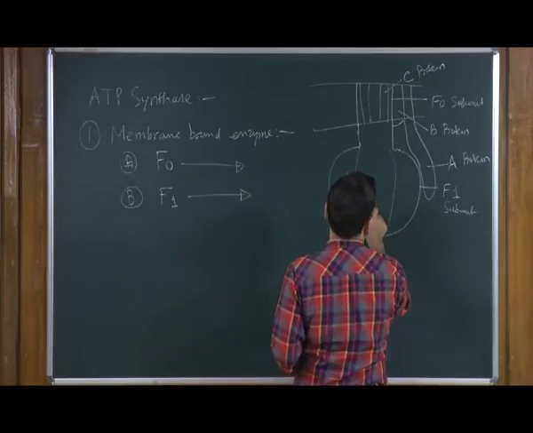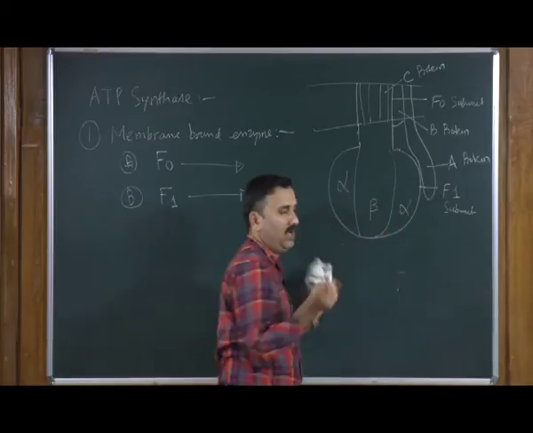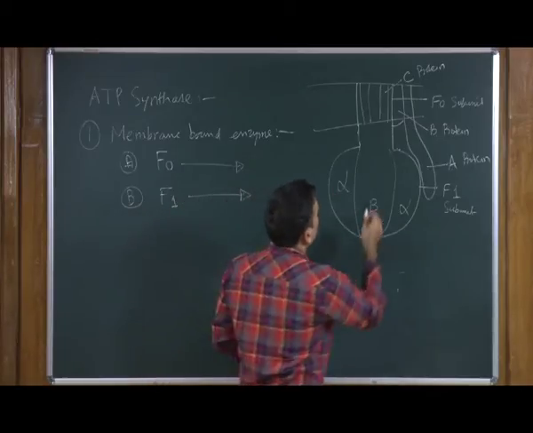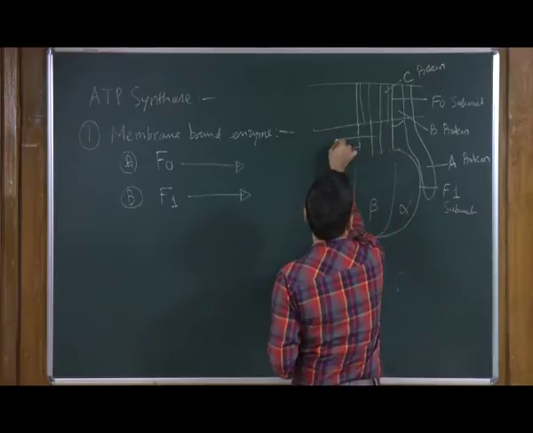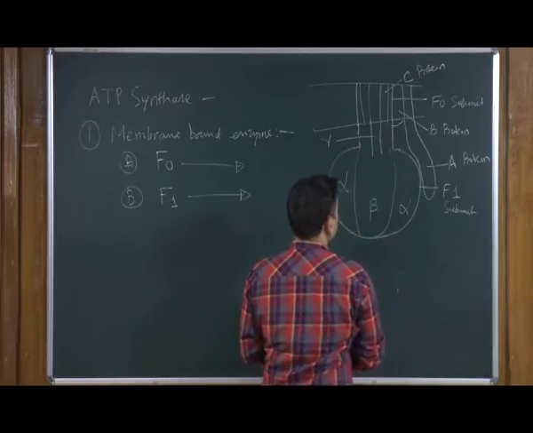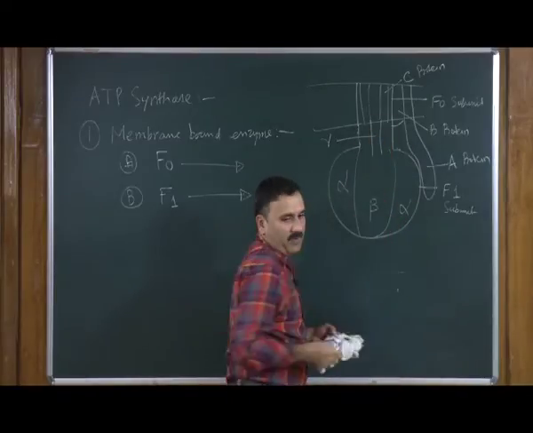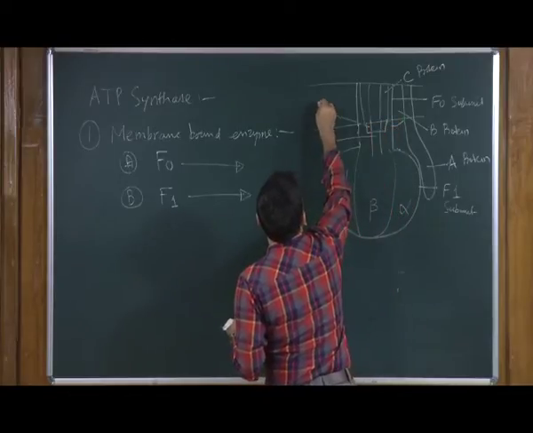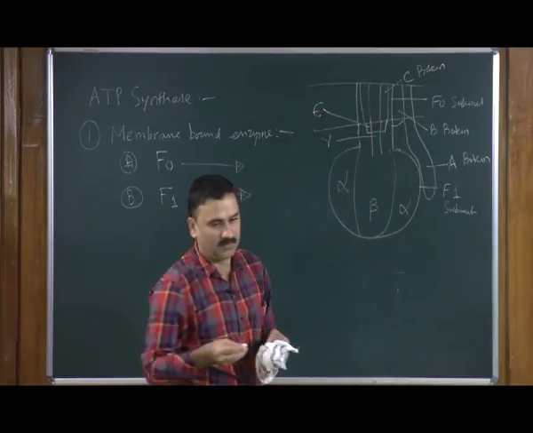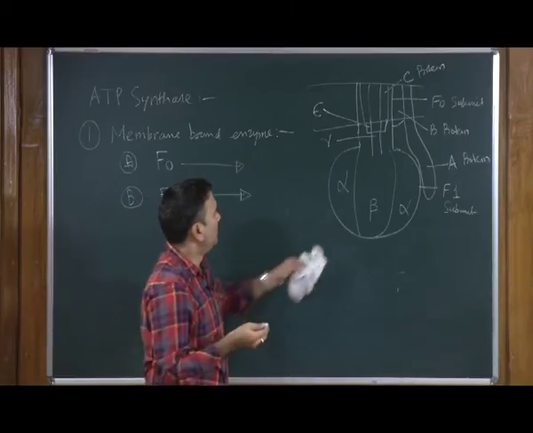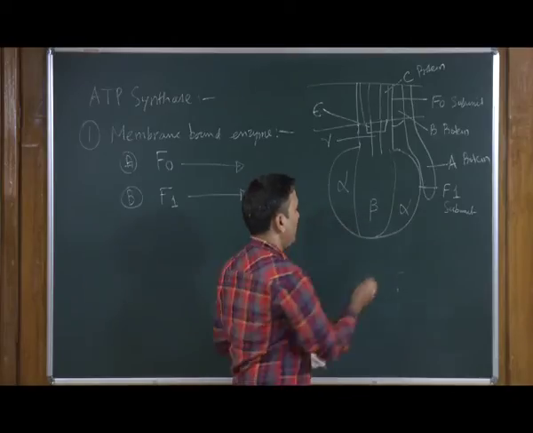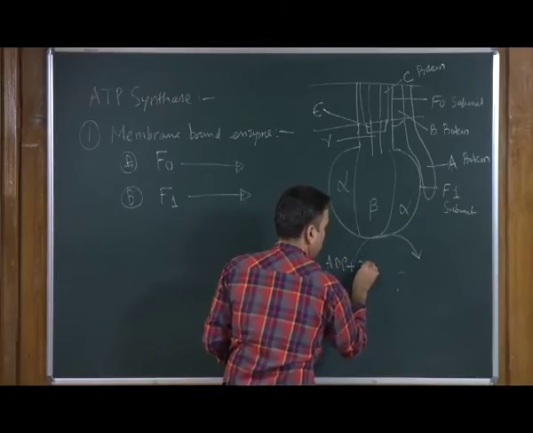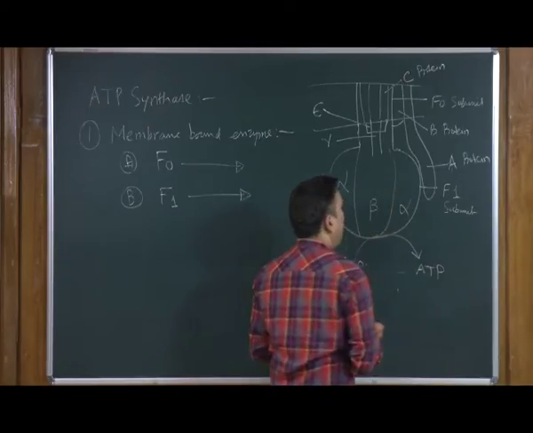Whereas, in the case of the F1 subunit, you have the alpha and the beta, and that alpha and beta alternate with each other to make this ball like structure. Then they have a gamma in between. So, this is the gamma, and apart from this, they also have the epsilon, and so this is the structure which is responsible for converting the ADP plus Pi to ATP.